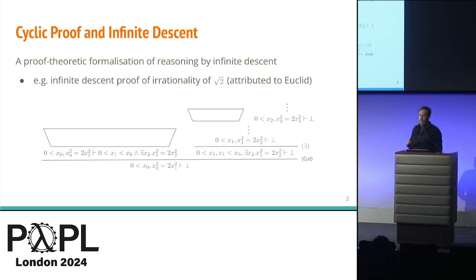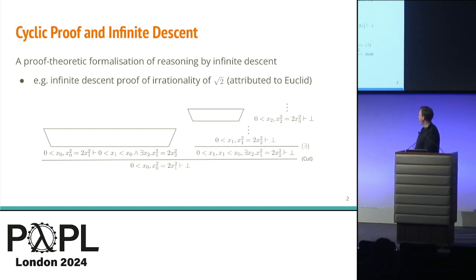To give you a bit of intuition about what infinite descent is, I'll talk about it in the context of an example from cyclic proof. Cyclic proofs are really the proof theoretic formalization of the logical principle of reasoning by infinite descent. We could consider, for example, Euclid's infinite descent proof of the irrationality of the square root of 2. Here I have an example derivation, and the statement that it derives at the bottom is expressing that it's not the case that the square root of 2 is rational.